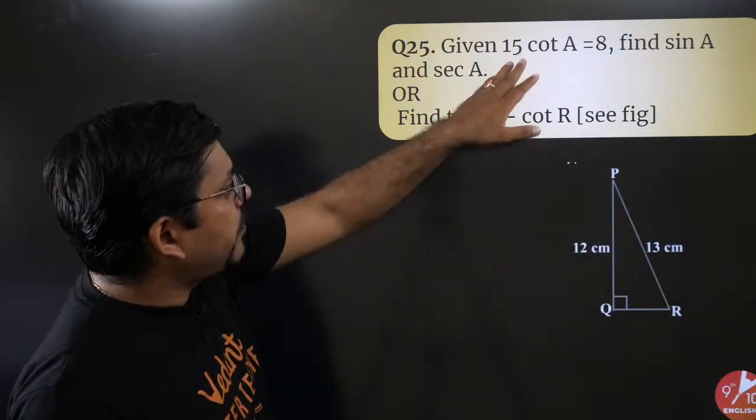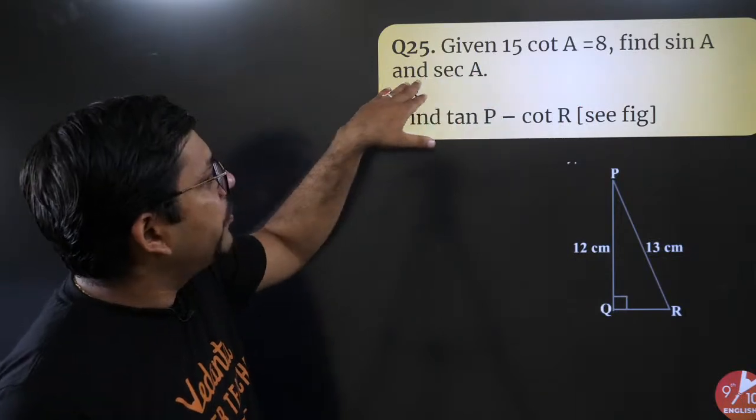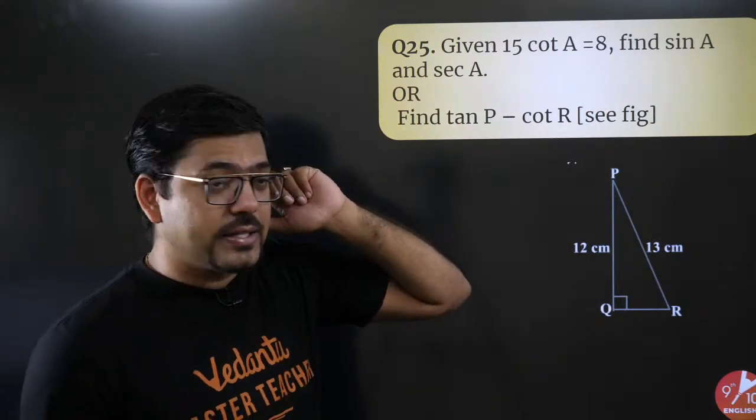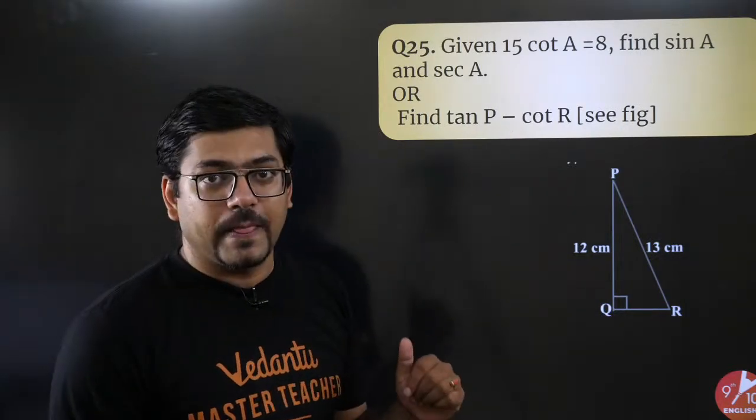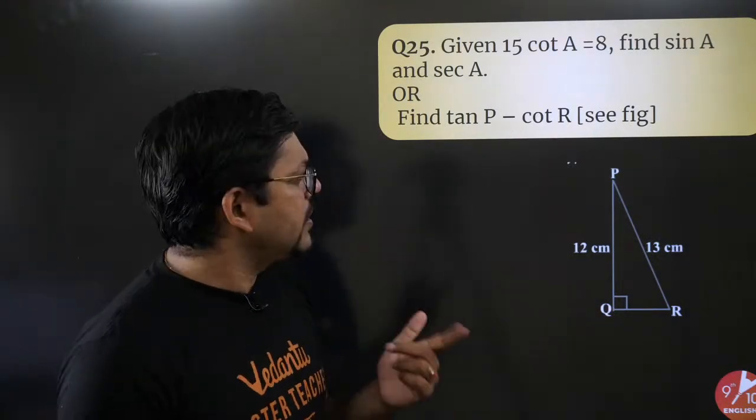The next question says 15 cot A equals 8, and you have to find the values of sin A and sec A. Find tan P minus cot R, tan P minus cot R we have to find. Okay, that's great, no issues.